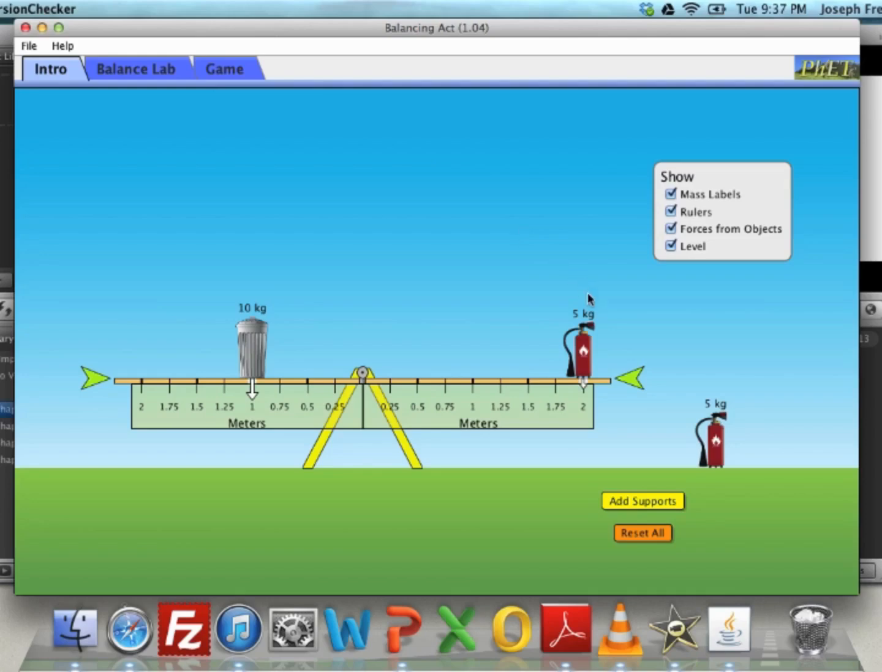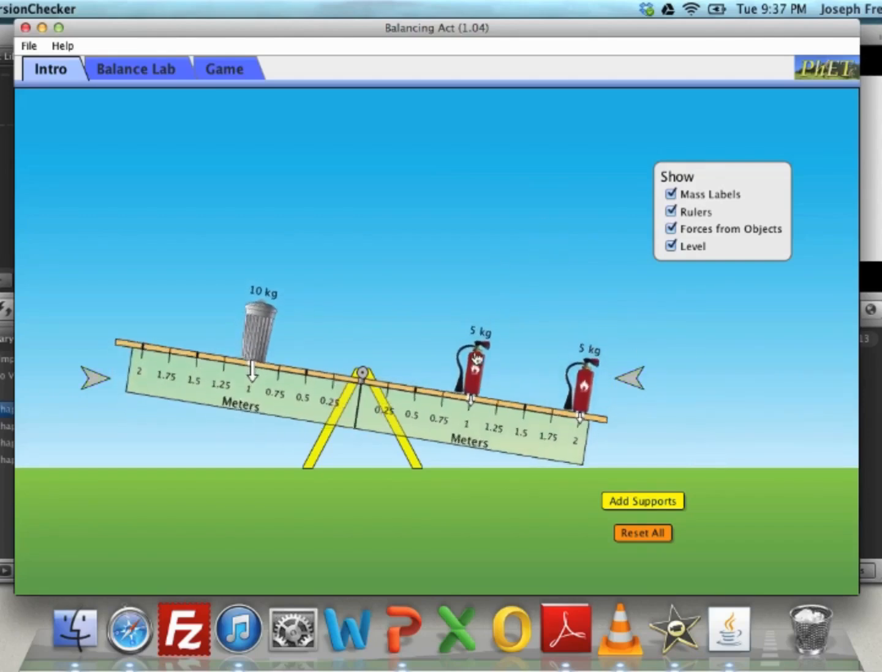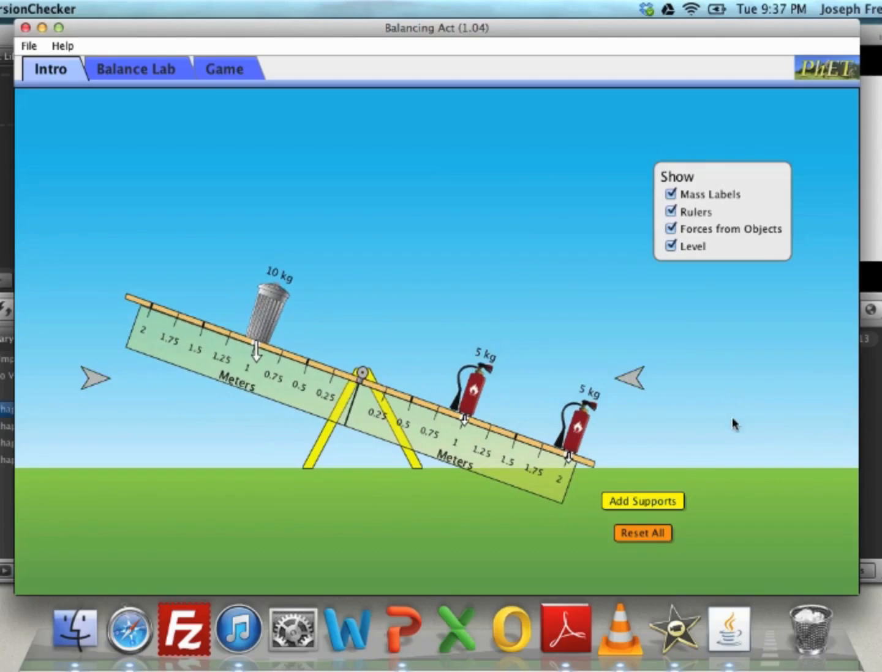Let's see why. The 5 kilograms times 2 meters would be 10 kilogram meters. Of course, if we multiply the 5 kilograms by 9.81, we would get the appropriate amount of newtons. But we can see that 5 times 2 is 10, and 10 times 1 is 10, and therefore they balance. What would happen if I put this other guy here, right there? Oh, that's off balance.